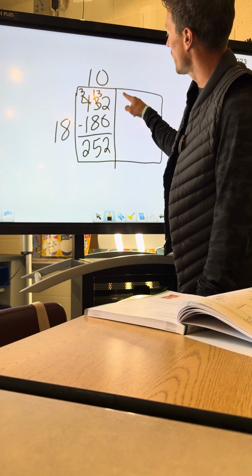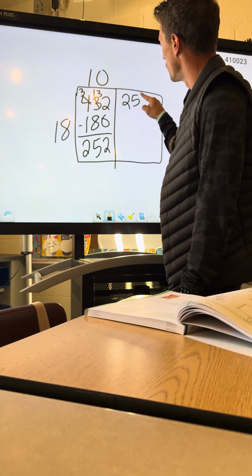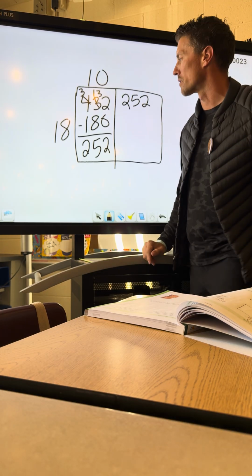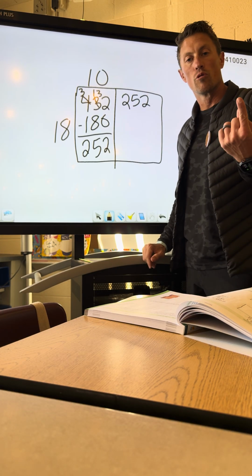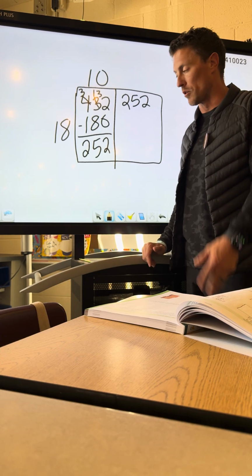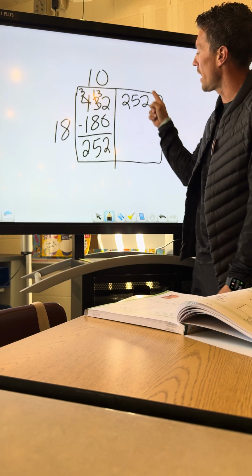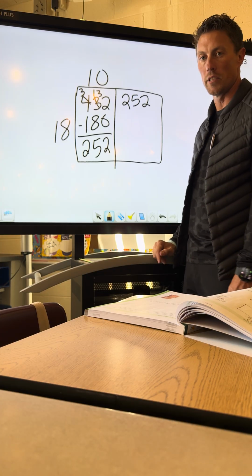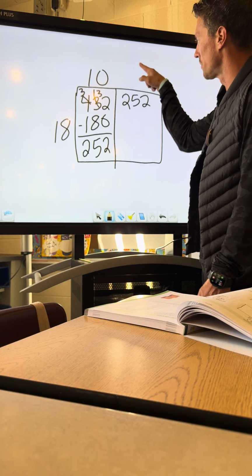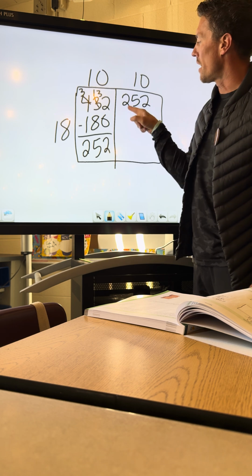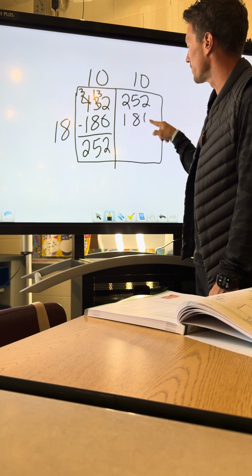So I'm going to take that 252 and put it into the next box. I'm going to do the same thing: groups of 10, groups of 100, groups of 1,000. So I have 18, trying to figure out how many 18s can go into 252. If I tried 10, I would get, again, another 180.